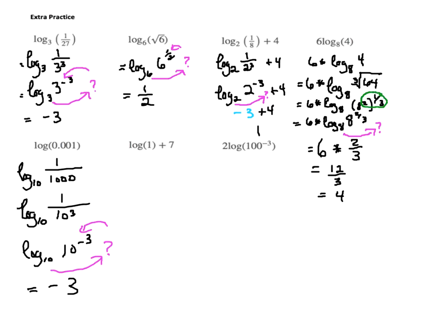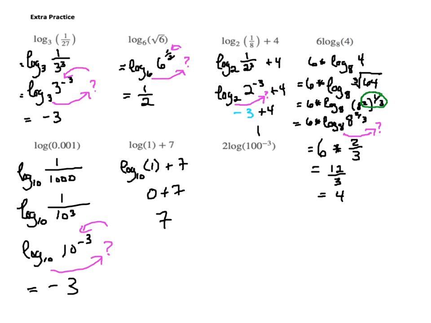All right, and then I have log understood base 10 of 1 plus 7. What can I raise 10 to make 1? Well, the only value that I can raise anything besides 1 to get 1 out is 0. So this is 0 plus 7, which is just 7.